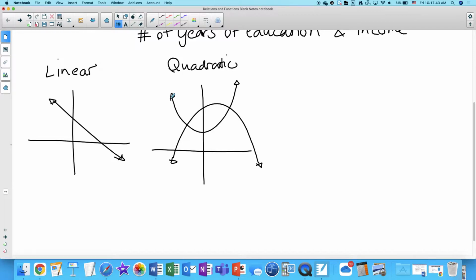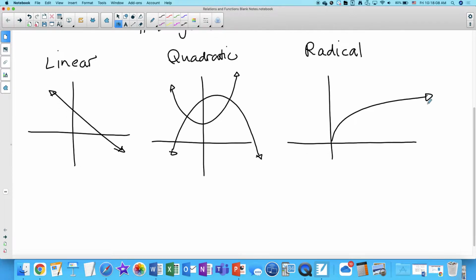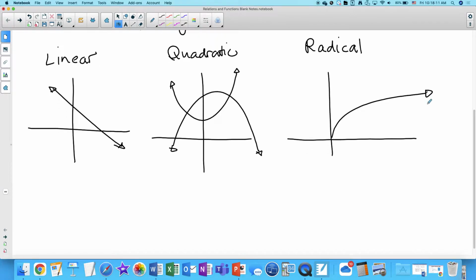In grade 11 and 20-1, you will also look at radical. Actually, no, this is in 30-1. Sorry, my bad. You look at radical relations. But we know what a radical is, right? So if you graph something like y equals the square root of x, it'll look like this. Okay. You will look at absolute value relations. Those would look something like this.